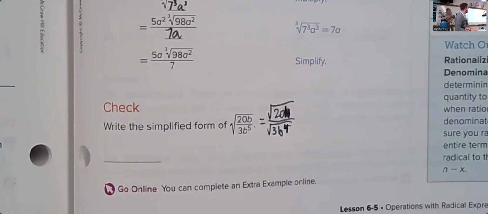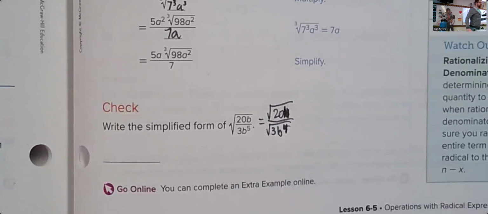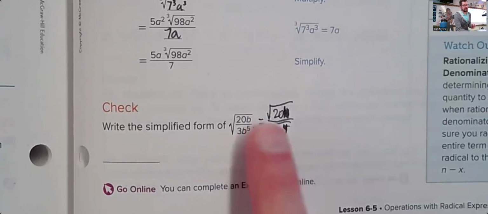20 over 3b to the 4th power, because I'm simplifying these ahead of time. So if there's b here and b to the 5th down here, that one cancels out and that one becomes b to the 4th. So that's what's happening between here and here. The reason why I'm doing that is because that'll make the denominator a lot easier to deal with, but let's look at the numerator first.